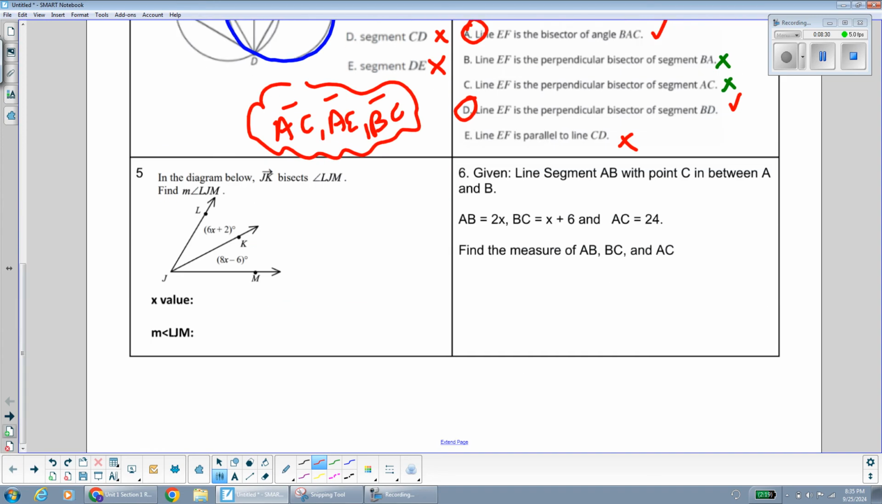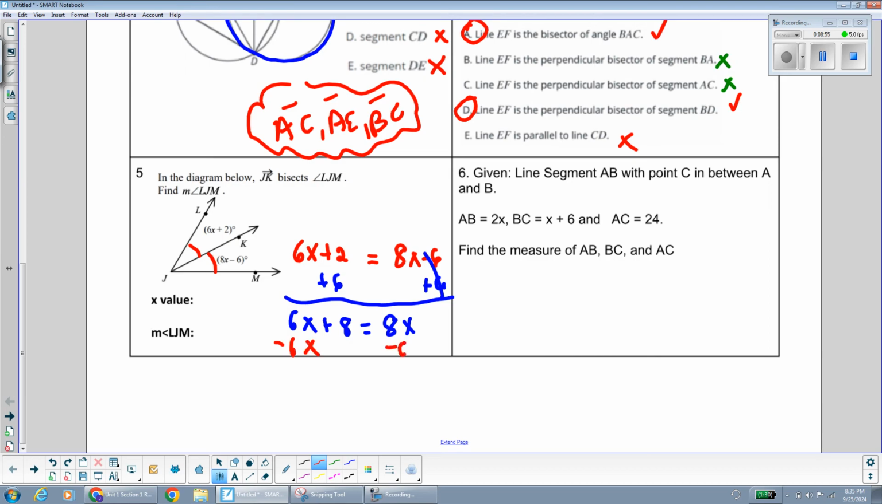JK is an angle bisector. So the two halves are equal to each other. So the 6x plus 2 part is equal to the 8x minus 6 part. Inverse operations. Our goal is to isolate the term with the x. And our x value is 4.